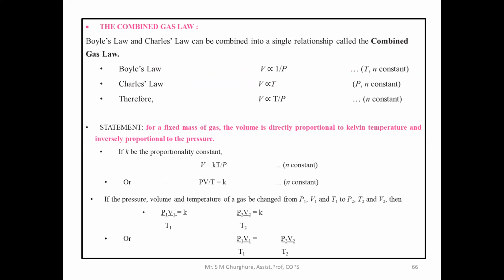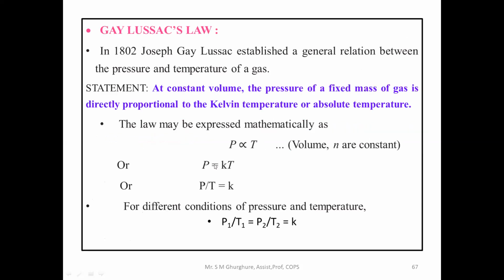Afterwards, if you combine both Boyle's and Charles's laws, you get this relationship: V is directly proportional to T and inversely proportional to P. For a fixed mass of gas, the volume is directly proportional to Kelvin temperature and inversely proportional to its pressure. Then Gay-Lussac's law. Joseph Gay-Lussac established the general relationship between pressure and temperature of a gas. Therefore, P is directly proportional to T, at constant volume and number of moles. The pressure of a fixed mass of gas is directly proportional to its Kelvin or absolute temperature.